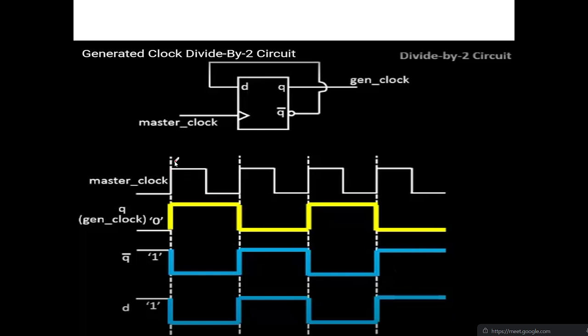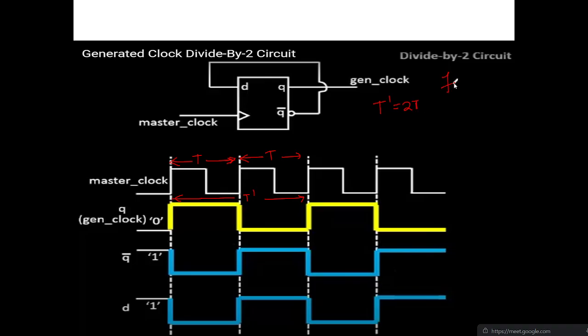Here, if you see, what is the time period for this clock? T. So for Q, let us take this time period as T dash. You can consider T dash equal to 2T.